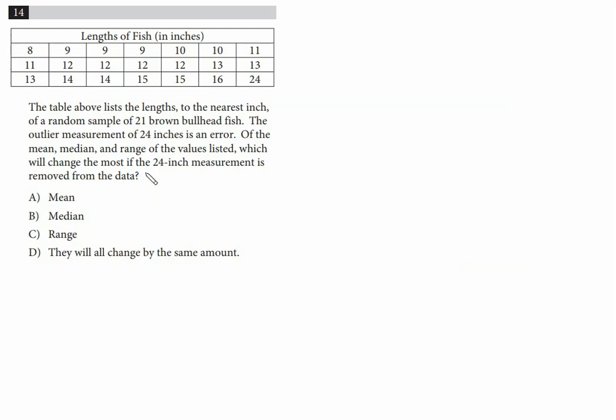How do we answer this question? Well, if we go back through each of the cases and write down how much each of these values changed, we have the mean, which changed by 0.58 inches, the median, which did not change or changed by 0 inches, and the range, which changed by 8 inches. So the value that changed the most, if the 24-inch measurement is removed, is C, the range.